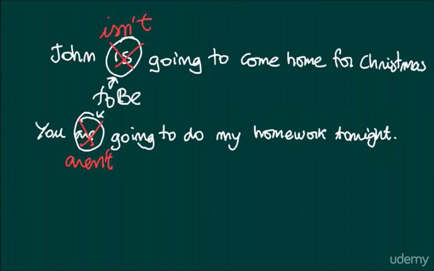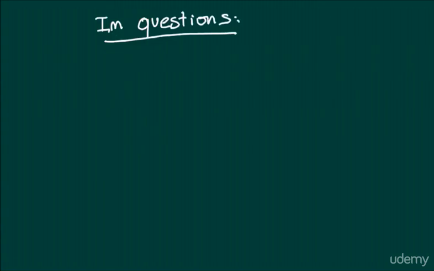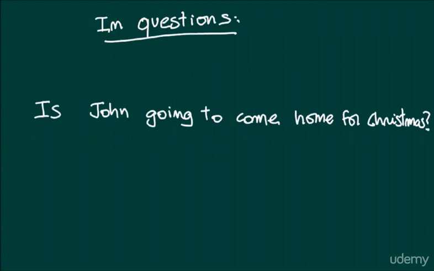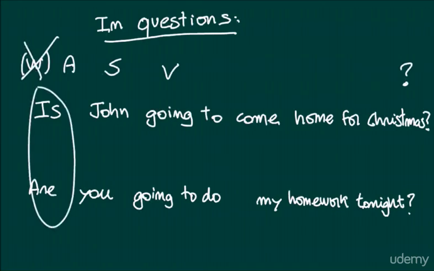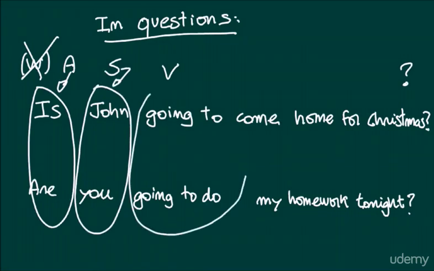And the questions are: Is John going to come home for Christmas? Are you going to do homework tonight? Check that we are using our WASV formula, where A is the auxiliary, S is the subject, and going to is the verb.